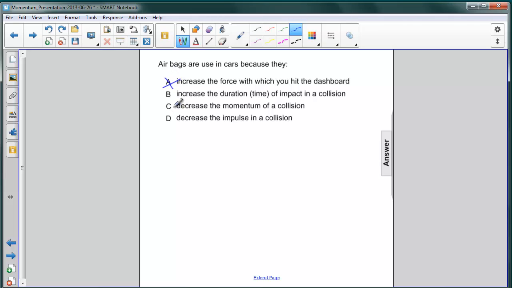And if we look at momentum and impulse, in a collision, the amount by which the momentum will change is going to be the same regardless of how the collision takes place. Whether it takes place slowly or quickly, we're going to decrease the momentum by the same amount. And since the impulse is the same as the change in momentum, these are both the same.